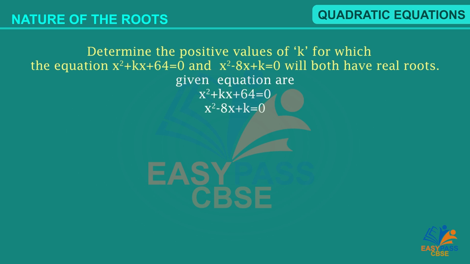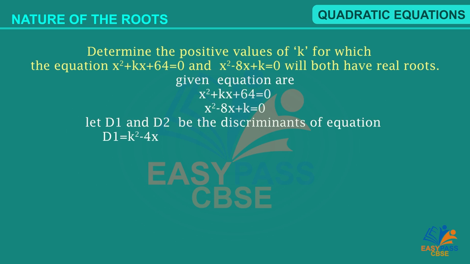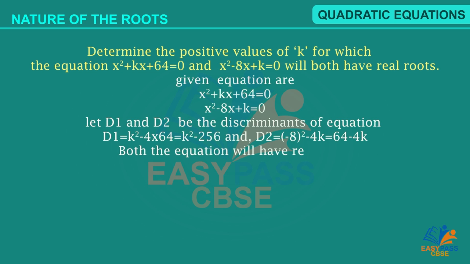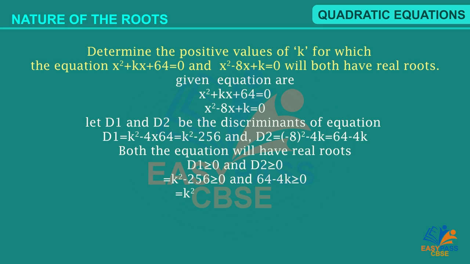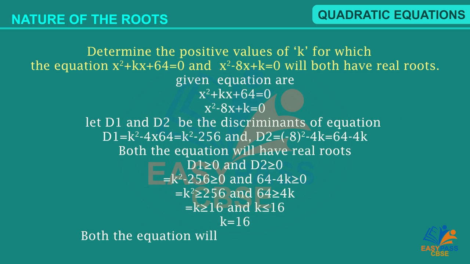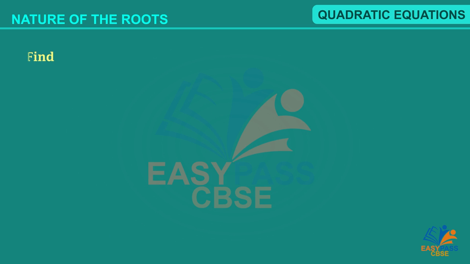Both have real roots. First, we'll find the discriminant of the first equation, say d1. D1 equal to 64 minus 4k. And the second one, d2, is equal to k square minus 256. Now, d1 greater than or equal to 0, d2 also greater than or equal to 0. That means k square minus 256 greater than or equal to 0, and 64 minus 4k is greater than or equal to 0. Therefore, k is more than or equal to 16, and k is less than or equal to 16. So, the value of k which satisfies both of the equations is k equal to 16.